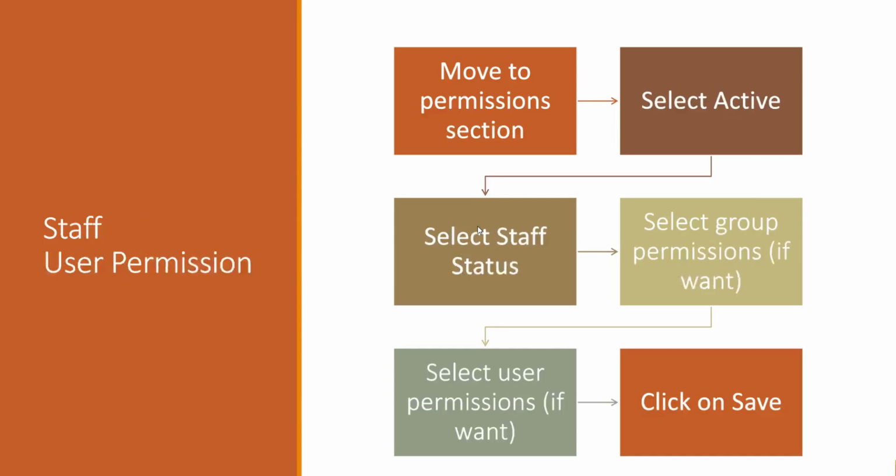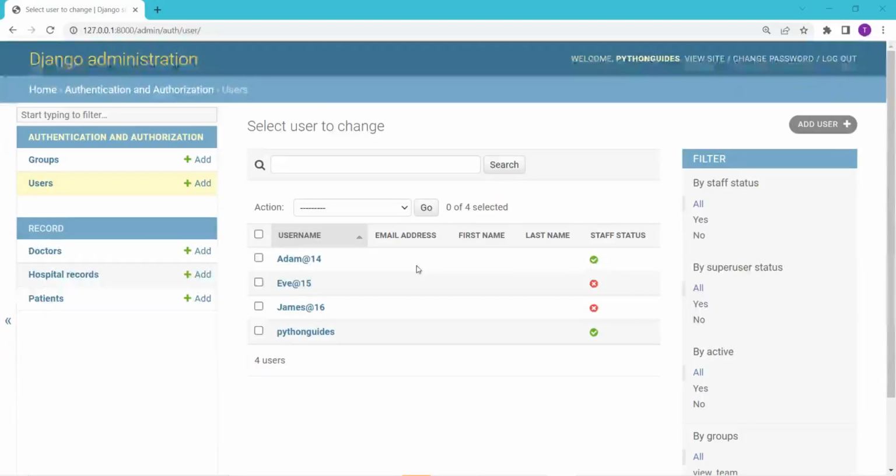Now we will move one step further and learn to set the permission for the staff users. So there are the following steps which we have to follow. I will show you these steps with the help of an example so you get a clear concept. So here you can see that I have two accounts to which I did not assign any permission. The first one is Eve and the second one is Jim.